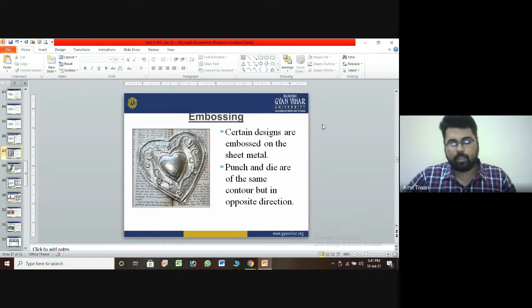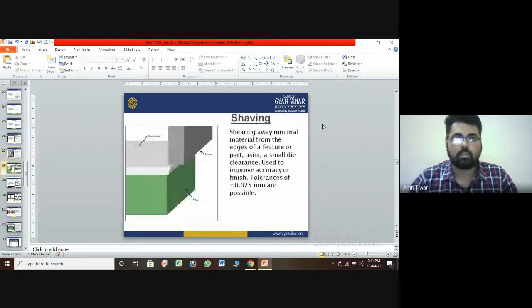So once again I'm repeating, certain designs are embossed on the sheet metal. The punch and the die are of the same contour, but in the opposite direction. So this is known as the embossing type of sheet metal process.